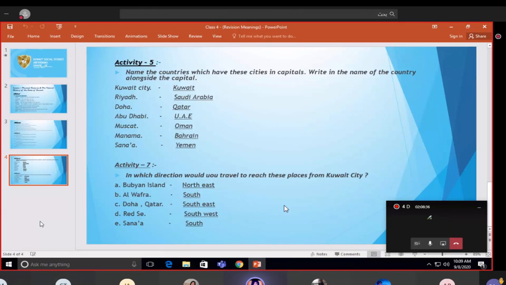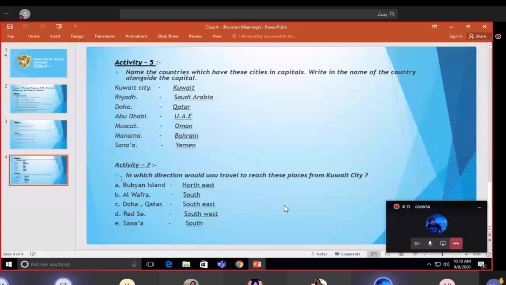Teacher, in activity 7, you spelled wrong. No, you write this way, Y-O-U. See, O-U is correct, Y you write here. Y-O-U. Okay?